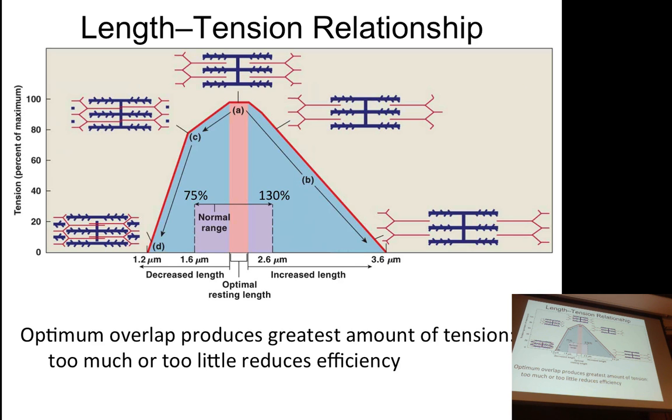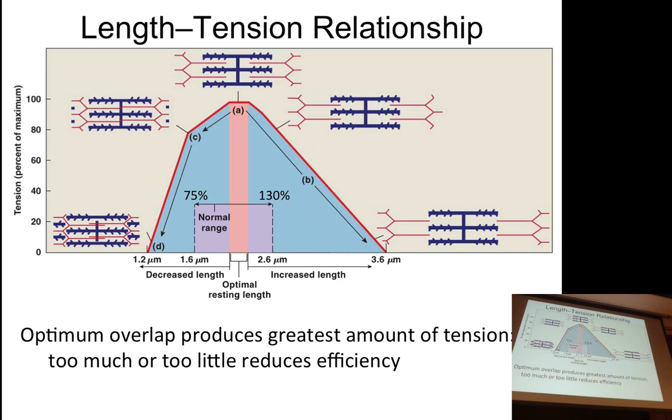This is the length-tension relationship. The length-tension relationship says that there is an ideal length in a muscle that is going to give you the maximum possible tension for the same muscle mass. And this is wholly dependent upon having optimized this zone of overlap.